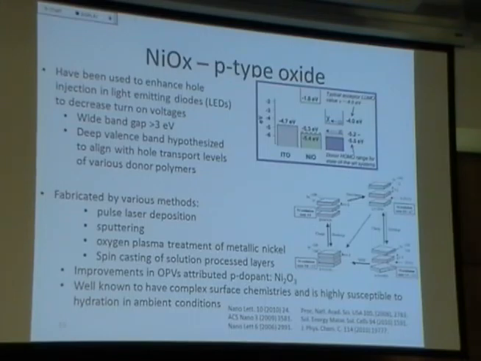You can also fabricate it by a whole bunch of different methods, some of which I think Joe hopefully went through. So pulse laser deposition, sputtering, and solution processing. You can electrochemically deposit it. You can deposit nickel metal and oxidize it on your surface.